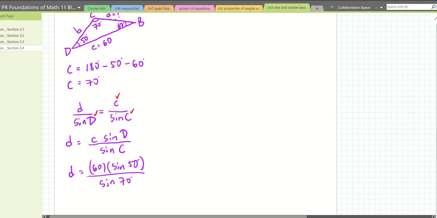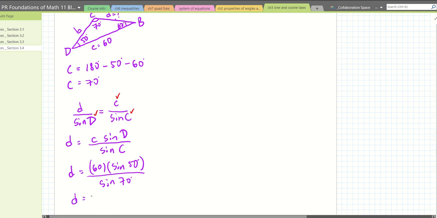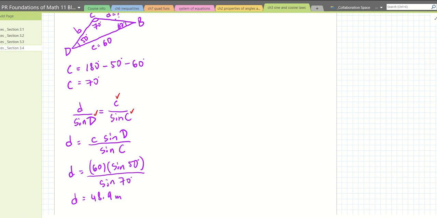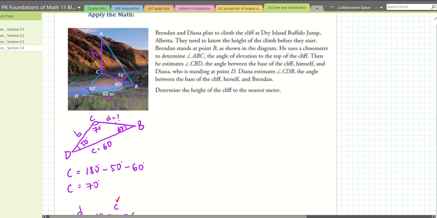Okay, so punch all of this into your calculator and see what you get. So we have 60 times sine of 50 divided by sine 70. So we get 48.9 meters. So that's that length CB. Okay, so now we know the length D or CB. We can use that information and relate it to the other triangle ABC.